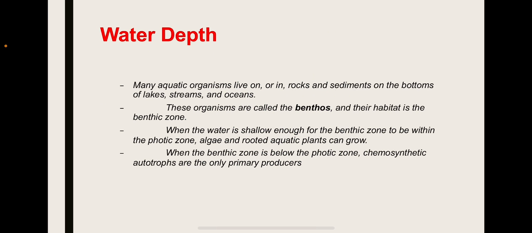These organisms are called benthos, and their habitat is the benthic zone. When the water is shallow enough for the benthic zone to be within the photic zone, algae and rooted aquatic plants can grow. When the benthic zone is below the photic zone, chemosynthetic autotrophs are the only primary producers.